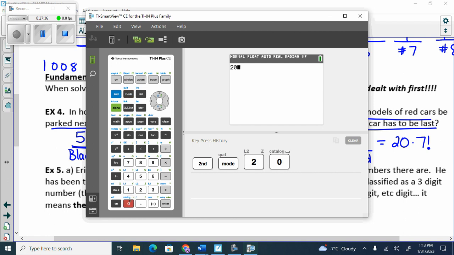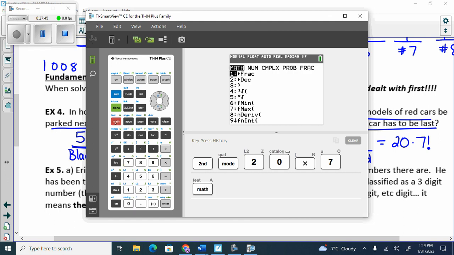So we're going to go 20 times 7. And then I need the factorial button, the blast off button, correct? So I go math. Now you can arrow 4 to the right, or you can arrow to the left to get you there faster. I'm lazy, so I'm going to go short term. I'm going to go left. And this is where we're going to sit for this unit.